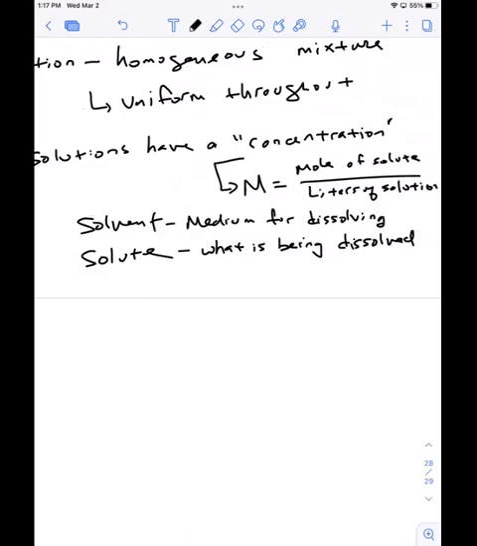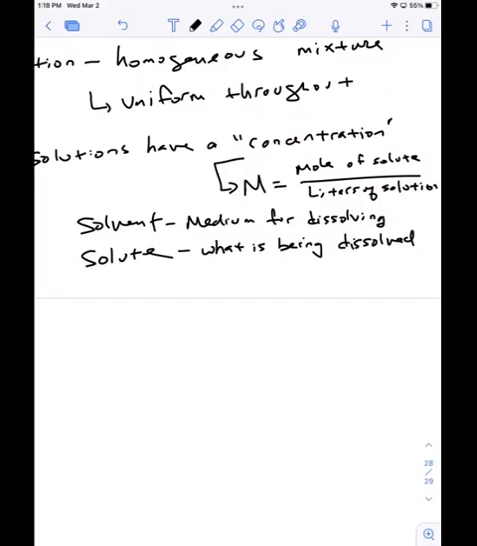I mentioned to the earlier class that the medium would be like if you were making ramen noodles. The water is the medium, and when you take the little flavor packet and put it into the water and get it dissolved, that's the solute. So the medium is the thing, some liquid, where your solute is being dissolved.